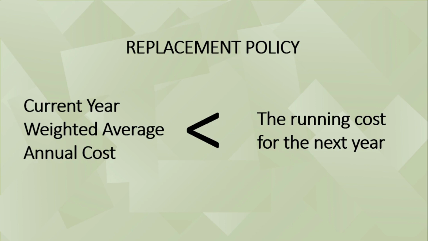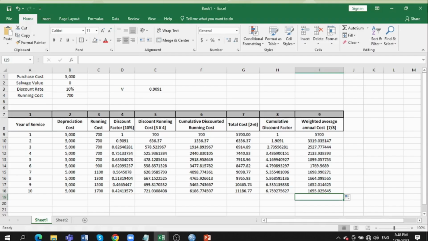So this is our replacement policy. This is the condition. Your current year weighted average annual cost should be less than the running cost for the next year. Now let us check our solution. On the ninth year, our weighted average annual cost is 1,652.01 pesos, and the running cost for the next year is 1,700 pesos. Obviously, this one is less than 1,700. Therefore, at the end of your ninth year of service period, you can get your machine replaced.